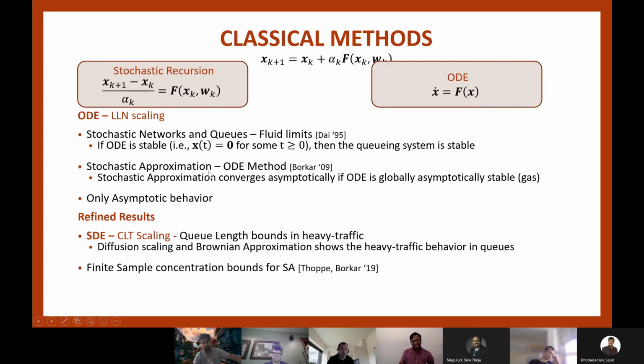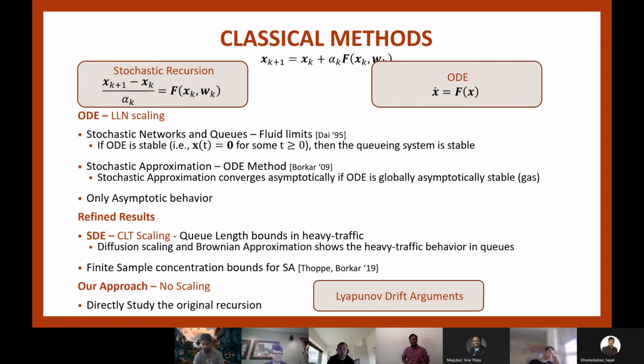There's also some work on getting finite sample bounds for stochastic approximation, not just asymptotic, based on bounding the errors with respect to the ODE, but it is fairly limited and there are only very few results. And like I mentioned, our approach has no scaling, no law of large numbers, no central limit theorem scaling, no process level convergence. We directly work with the original stochastic approximation and then use Lyapunov arguments to study it. So in that sense, this is much, much simpler. One doesn't need to have background on Brownian motion and so on to use these methods.